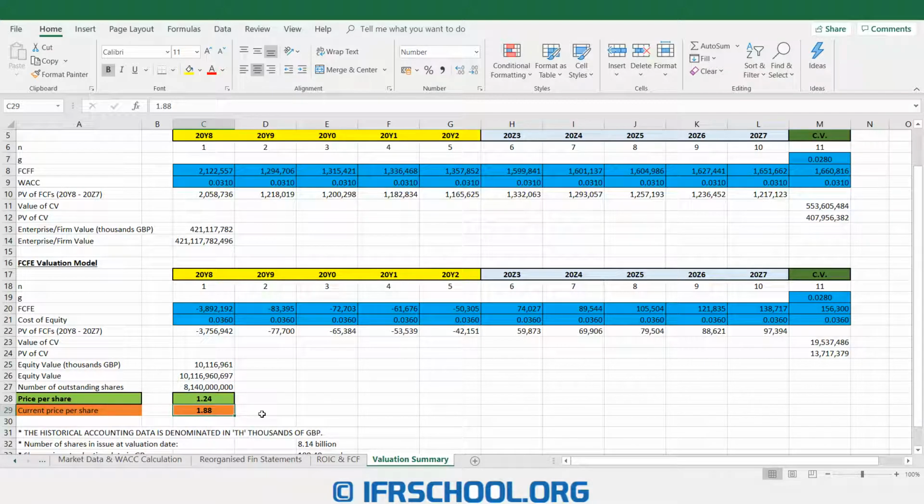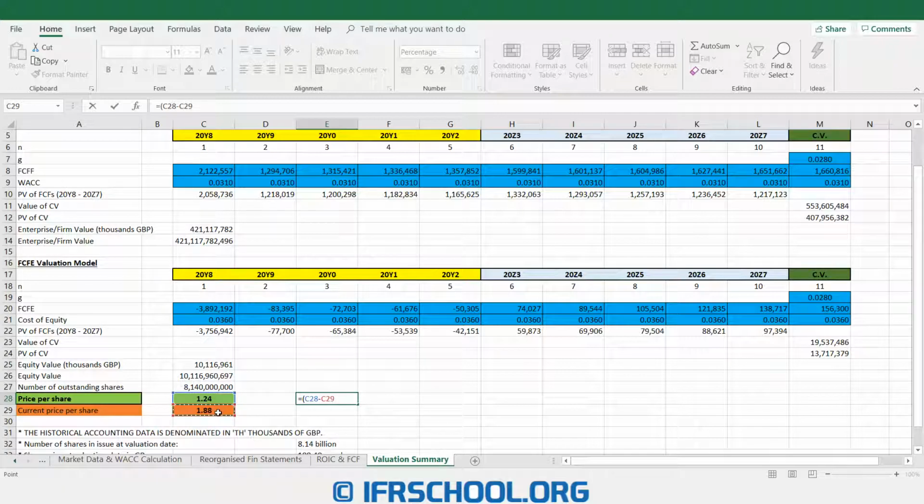We can see that based on our valuation and the assumptions that we've made about the outcome of Tesscow's restructuring exercise, there is a potential downside of 34% with this stock. If you were confident about your valuation, you would make a sell recommendation for this stock.